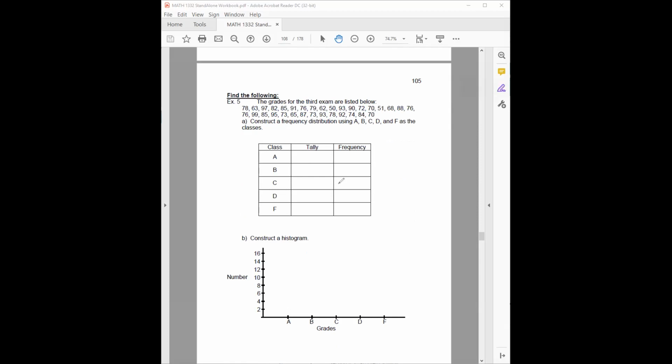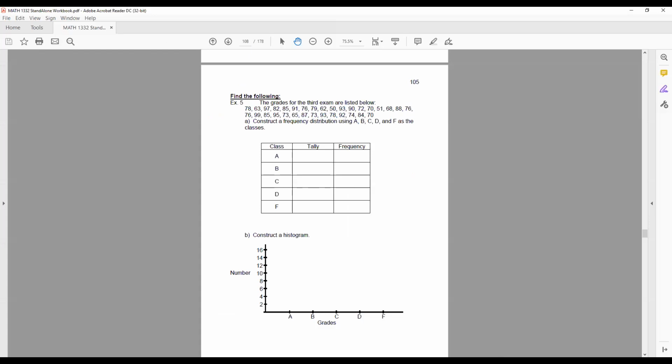So let's do this one instead. Let me maximize this for myself. How many people got an A? Okay, 1, 2, 7, 8. So we have 8. I'm not going to do a little tally just because it's annoying. How many B's?